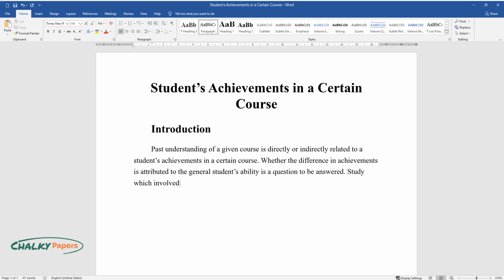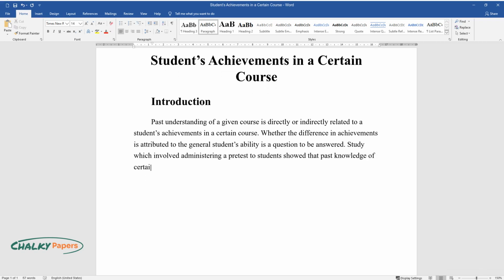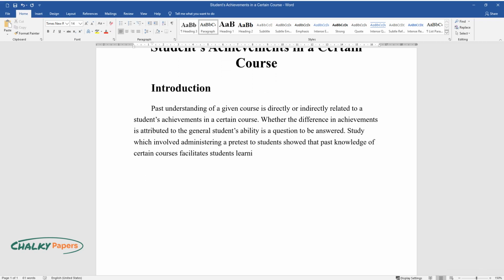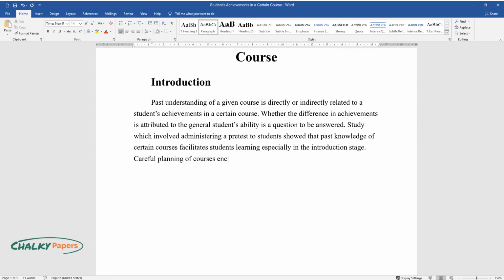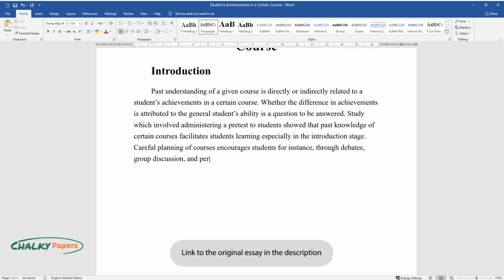A study which involved administering a pre-test to students showed that past knowledge of certain courses facilitates students' learning, especially in the introduction stage. Careful planning of courses encourages students, for instance, through debates, group discussion, and performance evaluation.